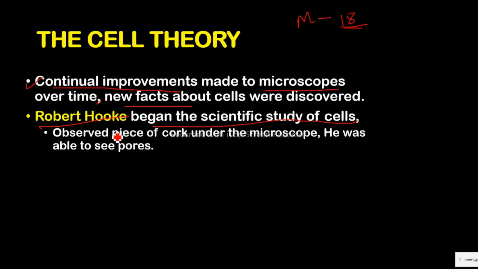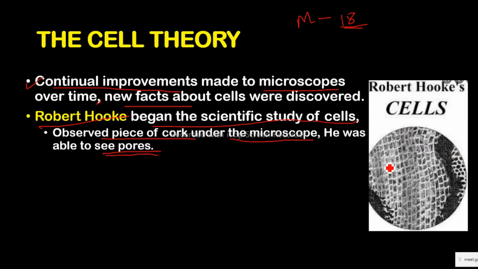So this Robert Hooke observed a piece of cork under his microscope. And you can Google his microscope. You'll get amazed if you look at its picture. In fact, you get confused about how he even used this. So he observed a piece of cork under a microscope, and he was able to see pores. Can you imagine? So this is what Robert Hooke was able to see in a piece of cork.